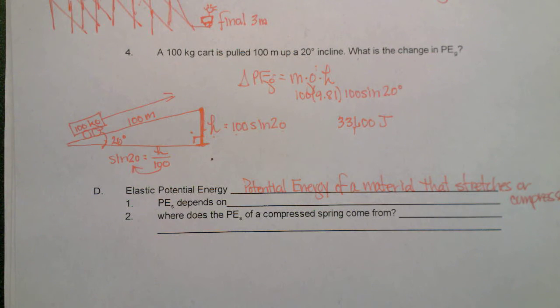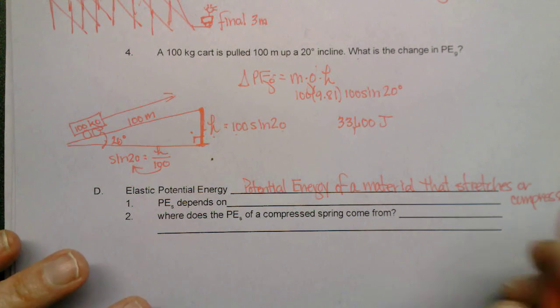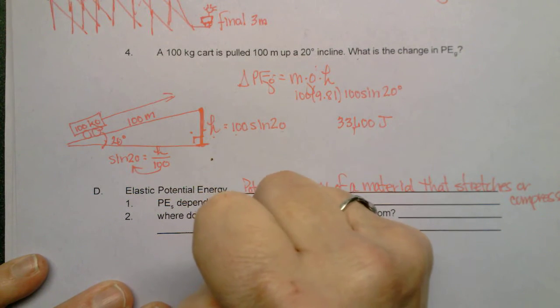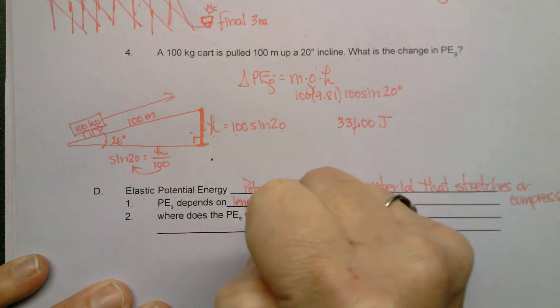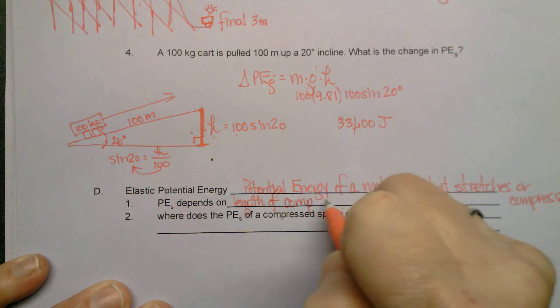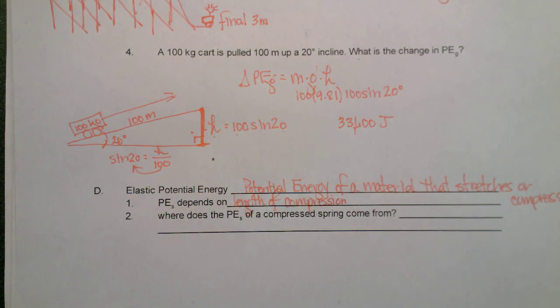Okay, now the potential energy of the spring depends on the length of the, and I'm going to use the word compression, but it could be either one. So every time I say compress, know in your head that I could compress it or expand it. It depends on two things. It depends on the length of compression. So I want you to be picturing a spring. How much potential energy I am putting into it depends on how much I am compressing it. If I only compress it a little, I only have a little potential energy. If I compress it a lot, I have a lot of potential energy.